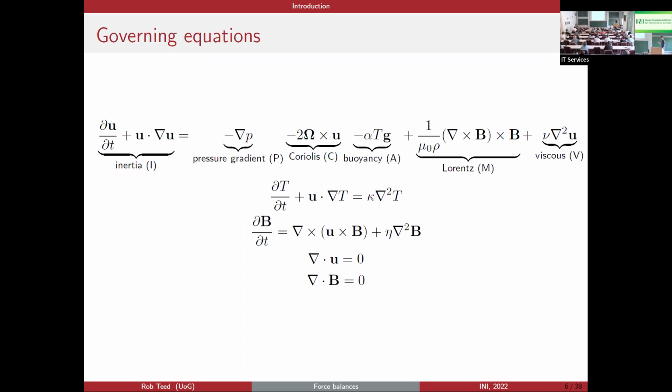So in particular, I'm thinking Boussinesq here, just appropriate for the geodynamo. So I'll use these when I'm talking about forces later on. I'll be using these letters to label each force.